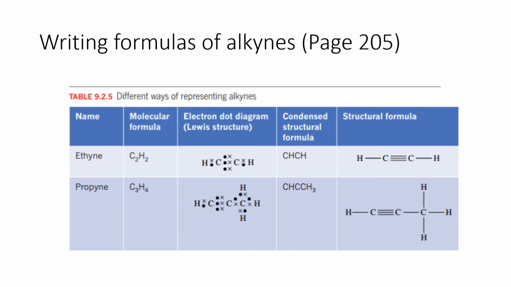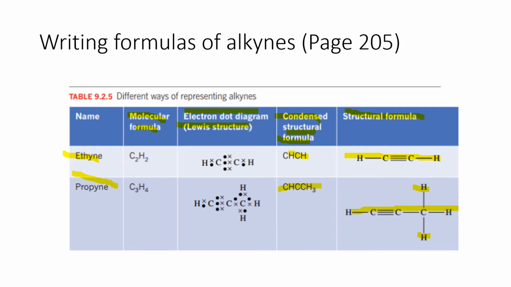Make sure you know the difference once again between the molecular formula, the electron dot, which is the Lewis structure, the condensed structural formula, and the structural formula. If we look at ethyne, for example, the structural formula looks something like this. You have 3 valence electrons shared by each carbon. The condensed structural formula will be CH. For propyne, the structural formula once again shows the 3 valence electrons shared by the 2 carbon atoms in the center, and the condensed structural formula here will be CH3. So that is the general idea.